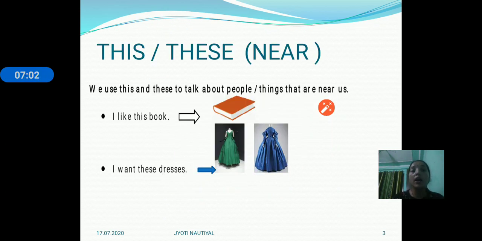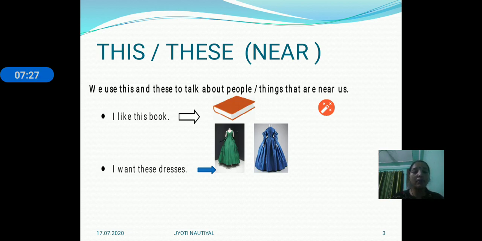Now, how are you going to use this or these? Okay, whenever we have just one noun, we will use this. And whenever we have many or plural nouns, we will use these. Okay? For example, I like this book. Okay? And why am I saying so? Because I have just one book. You can see that in the picture also.